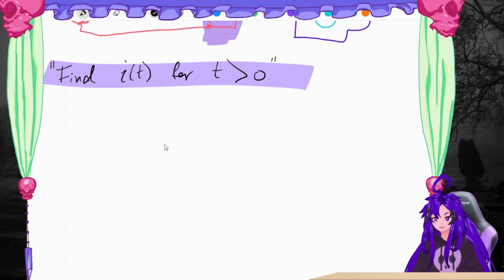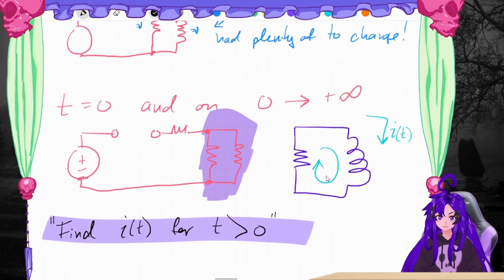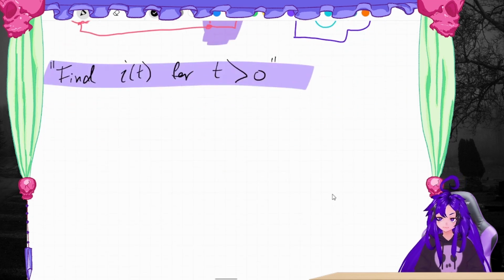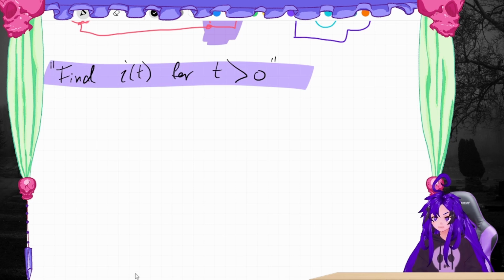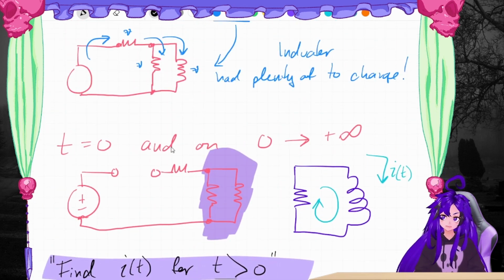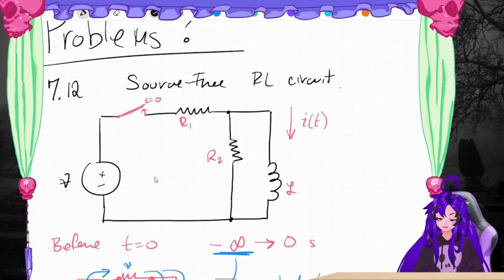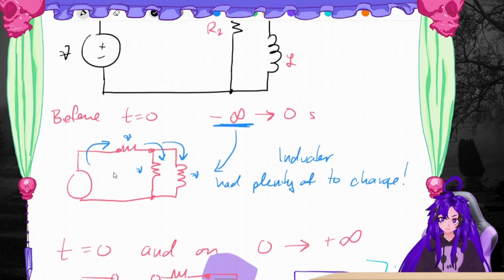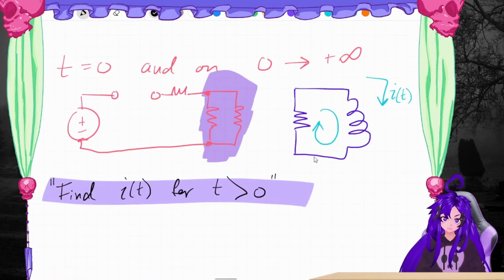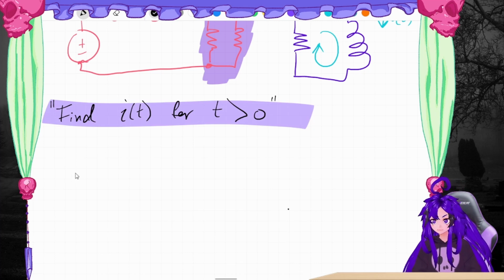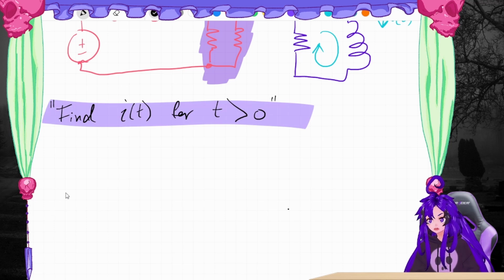So we've got that very nice little circuit, very simple little circuit. This is a source-free circuit. And that's how we got there, because we were told this is a source-free RL circuit, but we were given a source. Well, the source is disconnected, so no longer sourceful. It is source-free. So how do we handle that?